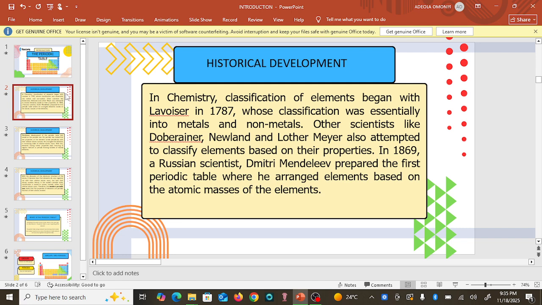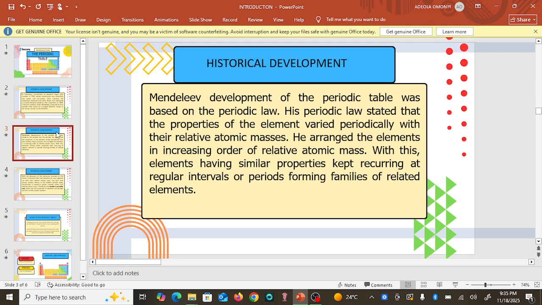A Russian scientist, Dmitri Mendeleev, prepared the first periodic table where he arranged elements based on the atomic masses of the elements. So he developed his own periodic table based on his periodic law. And Mendeleev's periodic law states that the properties of an element vary periodically with their relative atomic masses, because his table was based on the atomic masses of the elements. He arranged the elements in increasing order of relative atomic mass. So with this, elements having similar properties kept recurring at regular intervals, forming families of related elements.